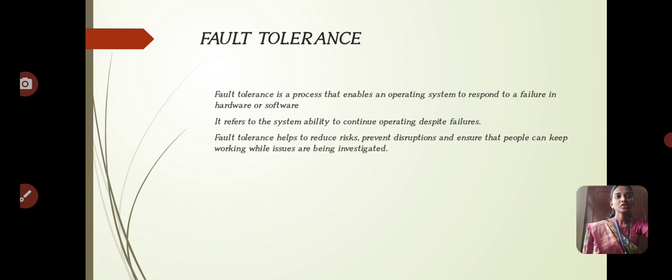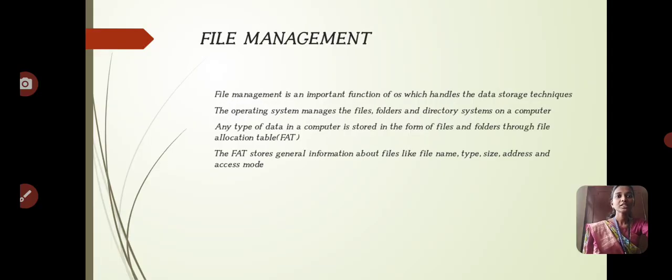Next one is fault tolerance. It is a process that enables an operating system to respond to a failure in hardware or software. It refers to the system's ability to continue operating despite failures. So fault tolerance helps to reduce risk, prevents disruptions and ensures that people can keep working while issues are being investigated.